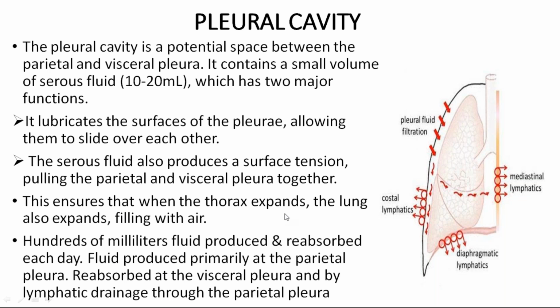Hundreds of milliliters of fluid are produced and reabsorbed each day, and fluid is produced primarily at the parietal pleura and reabsorbed at the visceral pleura. It is even reabsorbed at the parietal pleura with the help of lymphatic drainage. Here we can see the pleural fluid filtration from the parietal pleura, and this is reabsorbed by the lymphatics present at the parietal pleura, as well as through the visceral pleura. And the lymphatics are costal lymphatics, diaphragmatic, and mediastinal lymphatics.